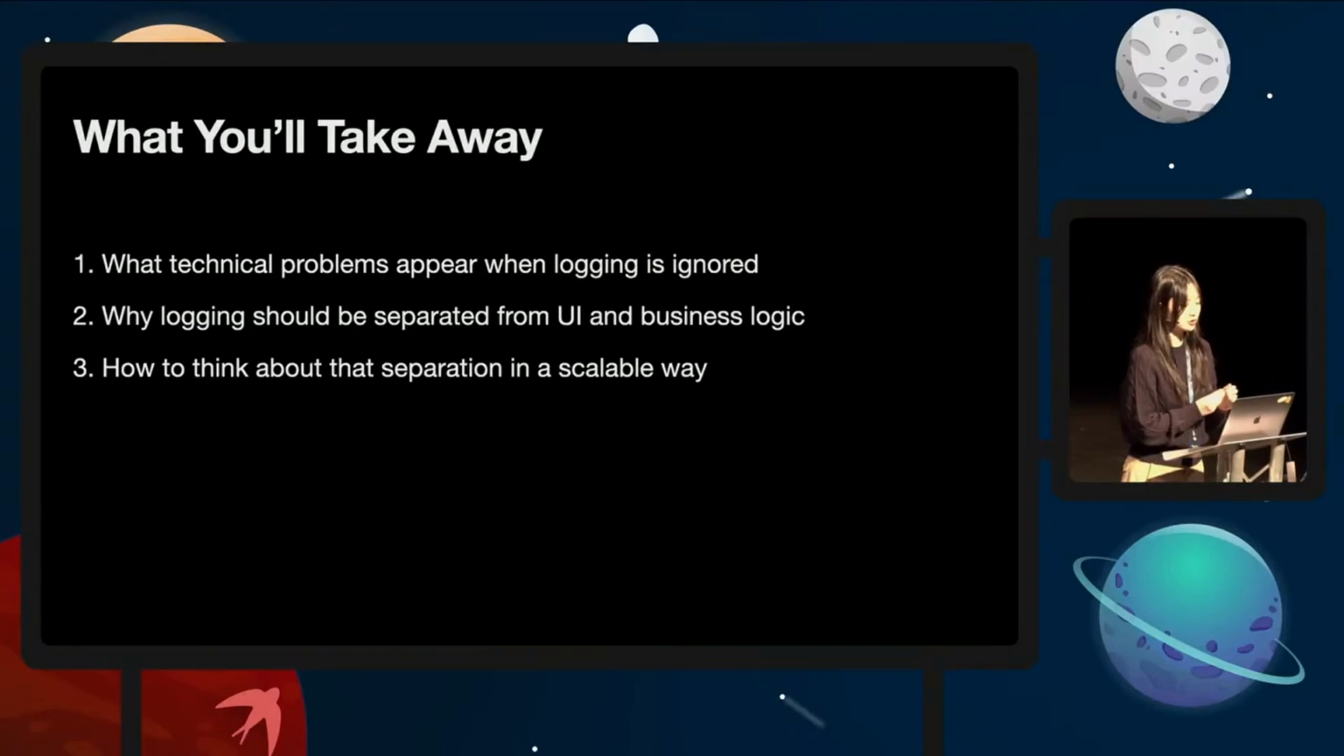Now, before we jump into real examples, let me tell you what I want you to take away from this talk. First, the technical problems that appear when logging is ignored. Second, why logging should live outside of UI and business logic. And third, how to design the separation so it scales. And finally, that this isn't really about logging, and the same principles apply to every side effect like networking, caching, refreshing tokens, anything. Logging is just the lens. The real lesson is about structure.